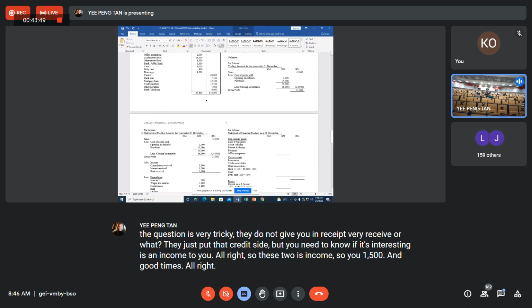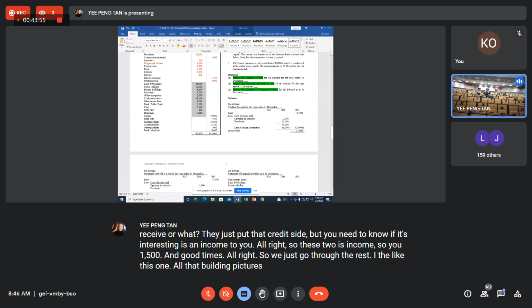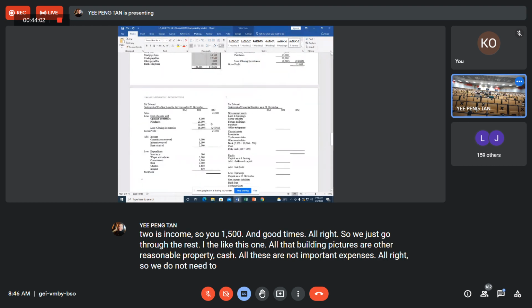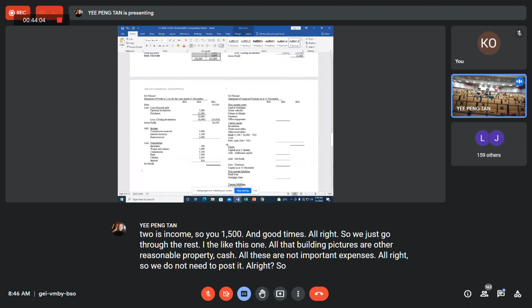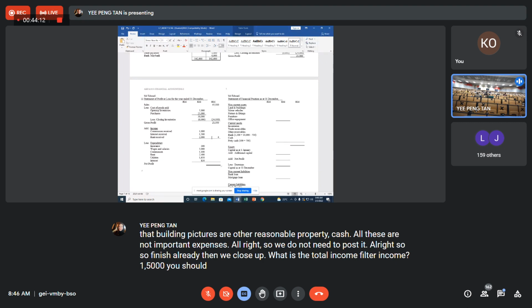All right, so we just go through the rest. The rest I think like this one, land, building, fixtures, other receivable, value, cash, all these are not income and expenses. All right, so we do not need to post it here. All right, so finish already. Then we total up. What is the total income? Total income 1,000 plus 1,005 plus 2,000. You should get 4,005, right?